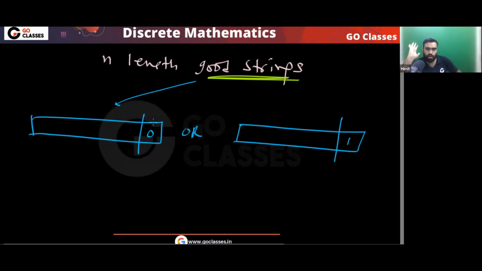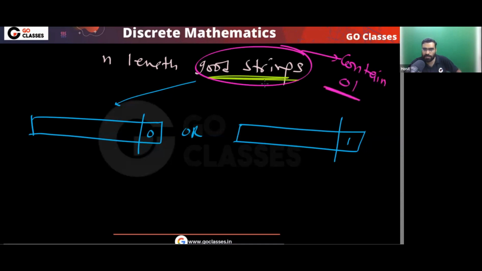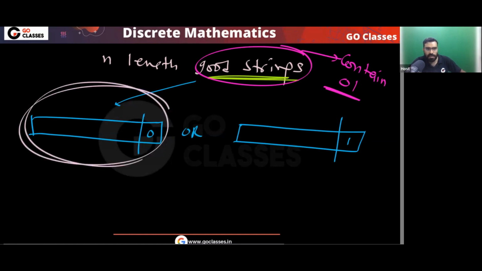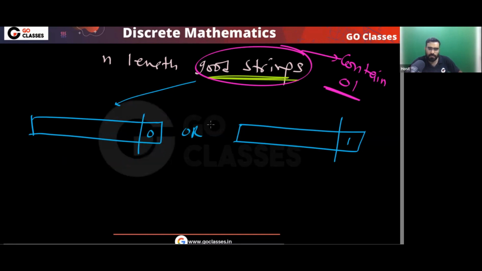If you are ending with 0, can this 0 play any role in creating a good string? Good string means you want to contain the 0, 1 substring. Now, a simple question I am asking: if you are ending with 0, can this 0 play any role in creating the good string?